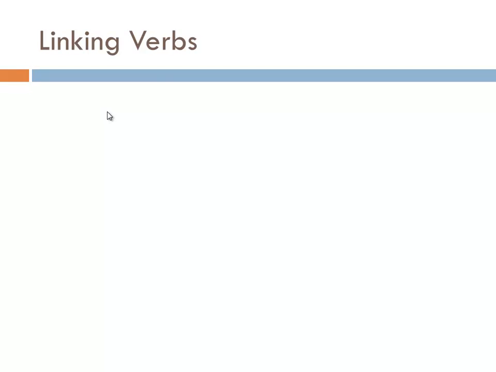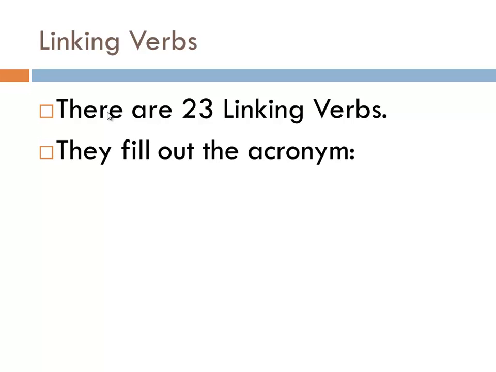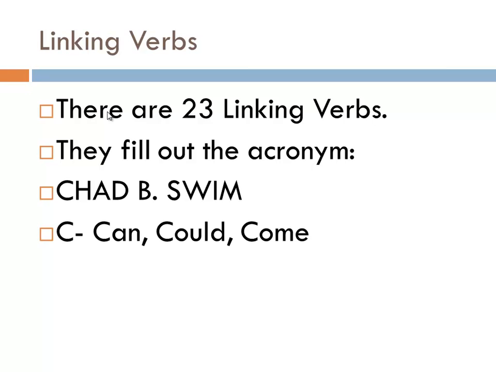On the other hand, we have linking verbs, which we also might know as helping verbs. There are 23 linking verbs. They fill out the acronym known as CHAD-B-SWIM. So letters C-H-A-D-B-S-W-I-M. Words that are linking verbs only start with these letters. So a few examples of linking verbs: can, could, come, has, have, had.